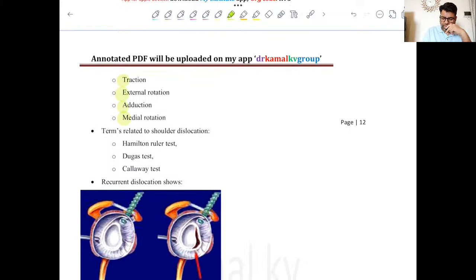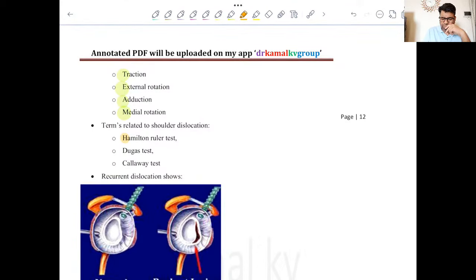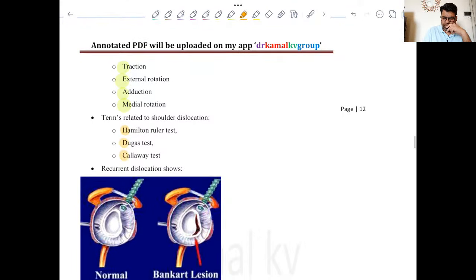Now, some clinical tests which are done, which are theoretically related to anterior shoulder dislocation, are the Hamilton ruler test, Dugas test, and Callaway's test. So this is again related to placing a ruler. Then this is touching opposite shoulder, right? And Callaway is about the axillary girth, which will increase here.